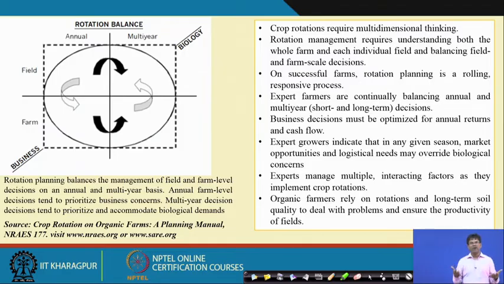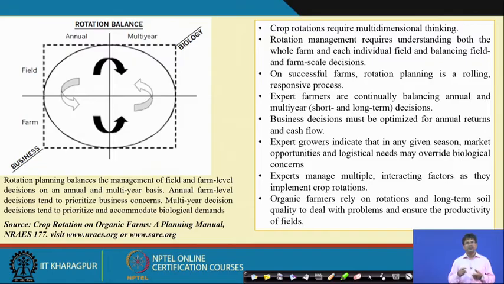A farm may have an area of around 50 hectares or 100 hectares. In that farm, some fields may be upland, some may be lowland, some may be medium land, and there may be many entities. Some may have crops, some may have livestock, some may have horticultural crops, seasonal crops. So, looking at those entities or enterprises, when you go for the rotation balance or the rotation design, we look for the annual and also the multi-year rotations.